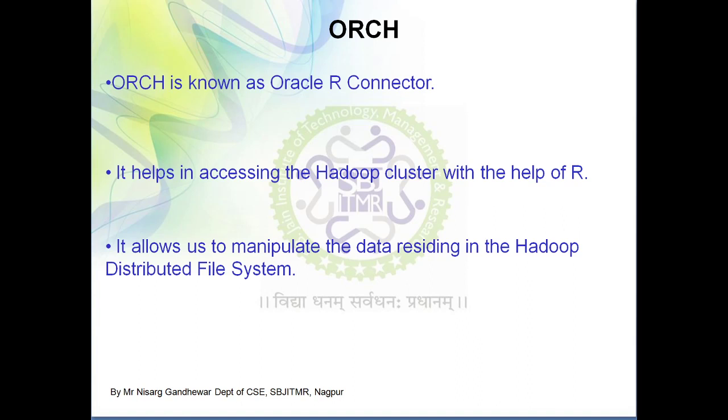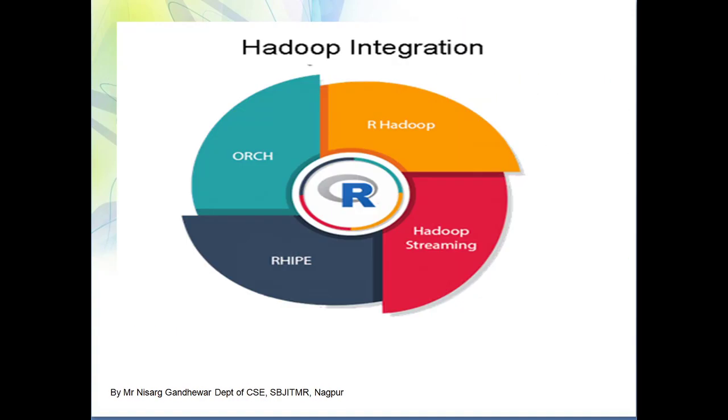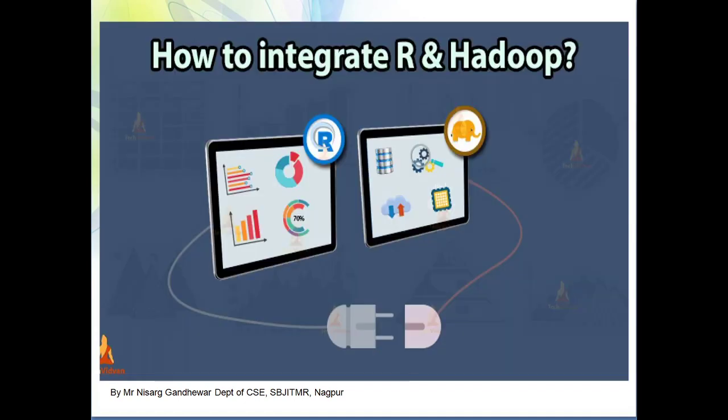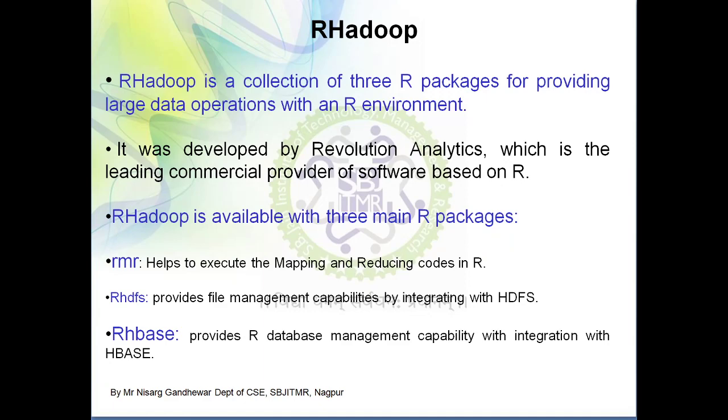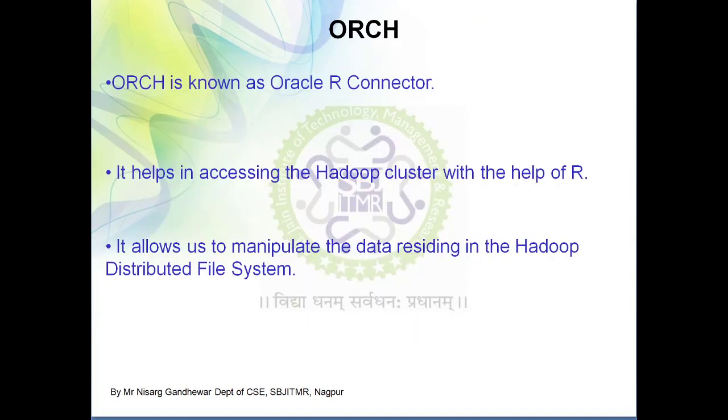So we discussed four different ways of integrating R with Hadoop. What are the four ways we have discussed? RHadoop, Hadoop streaming, RHIPE and ORCH. Out of these four ways, the most commonly used way of integrating R with Hadoop is RHadoop. I hope you understand why there is a need to integrate R with Hadoop, what the different ways are, and how you can integrate it in different ways.